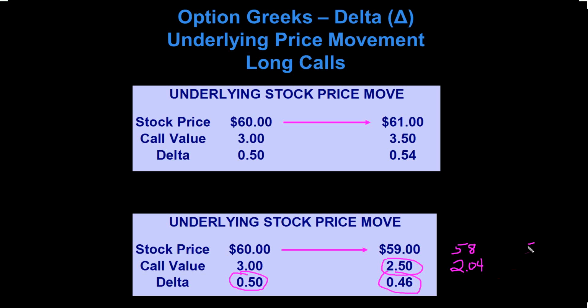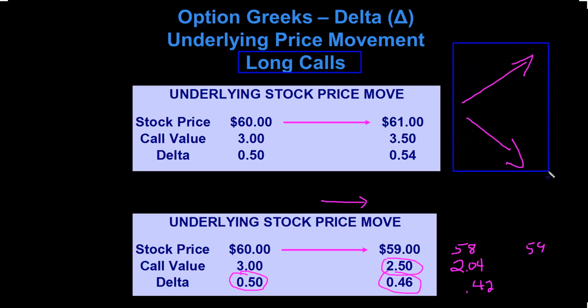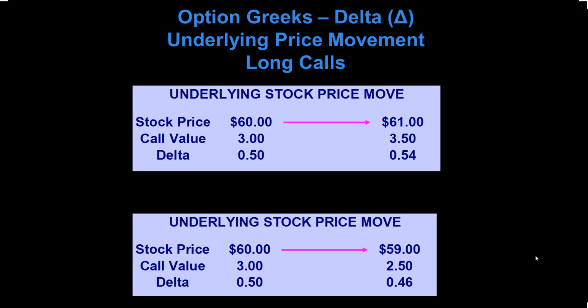And then if we were to extend this out again, this delta would go down again. This delta would probably go down to 42 and so forth. So again, the best of both worlds. If it moves against us, we lose money, but at a decelerating rate. So when you're long a call, or long a put, but I'm only showing calls here, you make money at an accelerating rate, you lose money at a decelerating rate. That's nirvana. That's the best of all worlds in trading these, okay? That is using delta and how the stock moves.